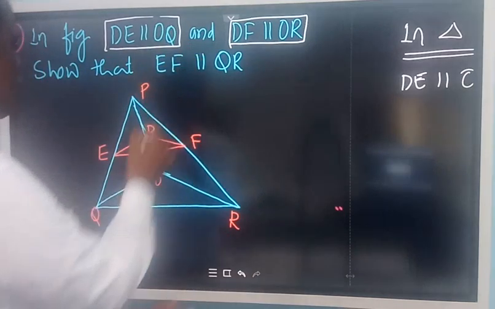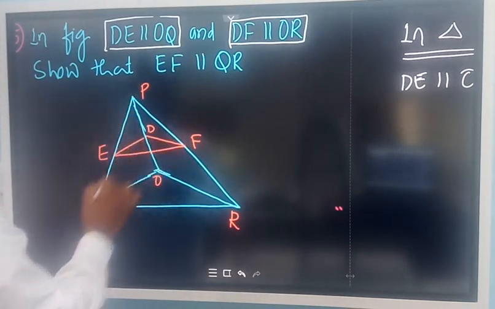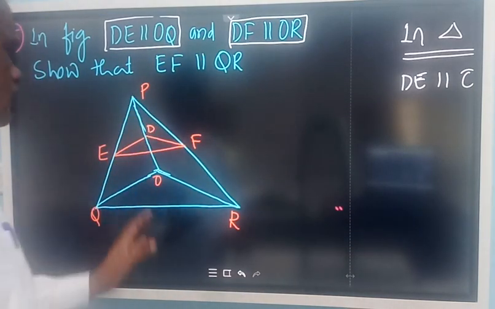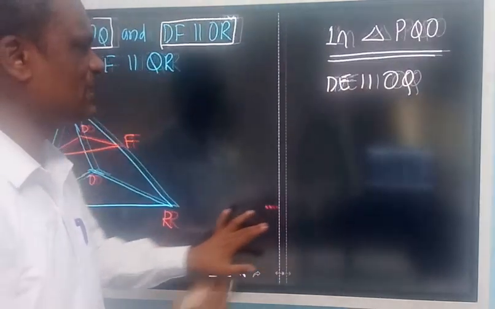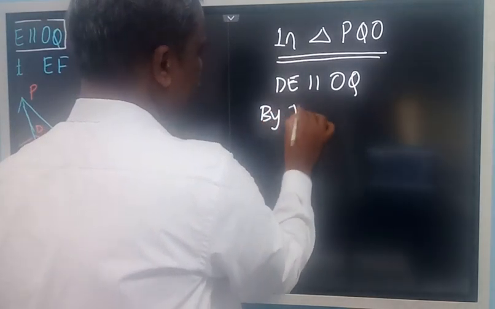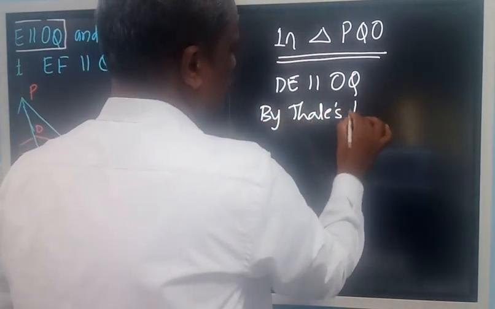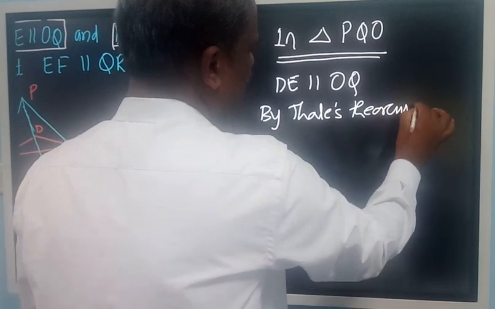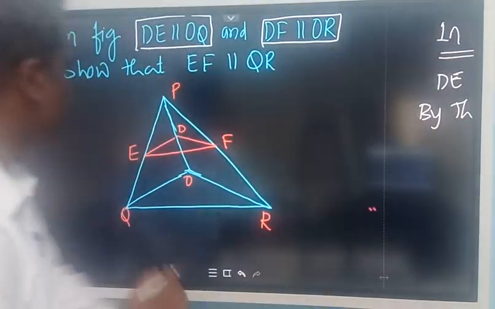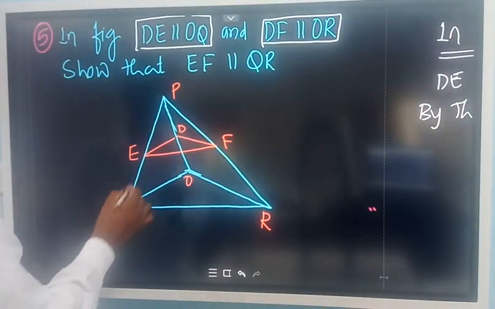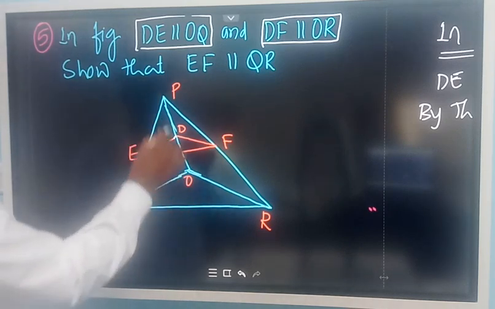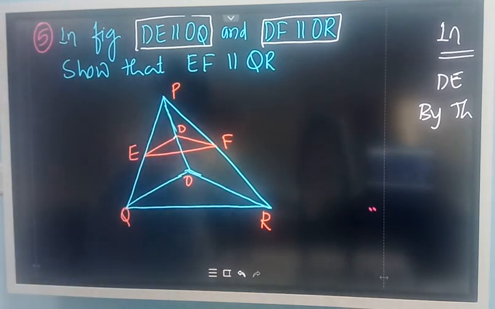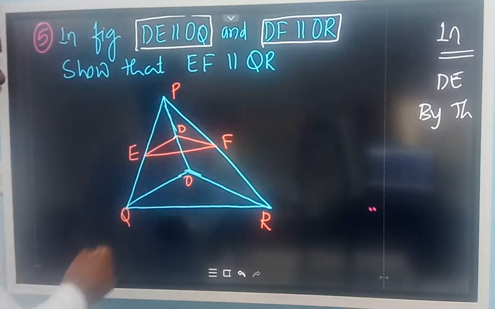Since DE is parallel to OQ in this triangle, a line drawn parallel to one side intersects the other two sides in the same ratio. That is Thales theorem. By Thales theorem, the other two sides are divided in the same ratio. How can you write that? DE parallel to OQ means, looking at the diagram, PE by EQ.